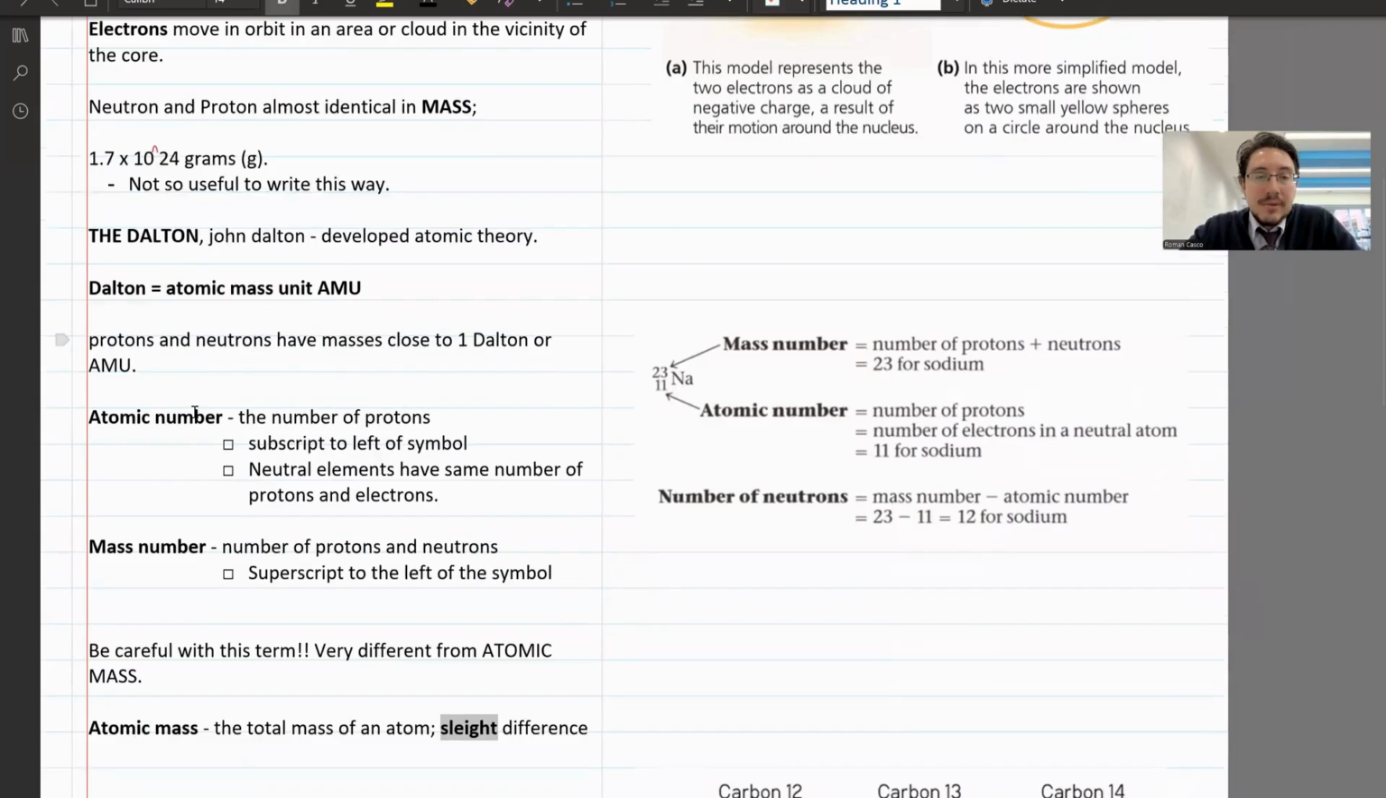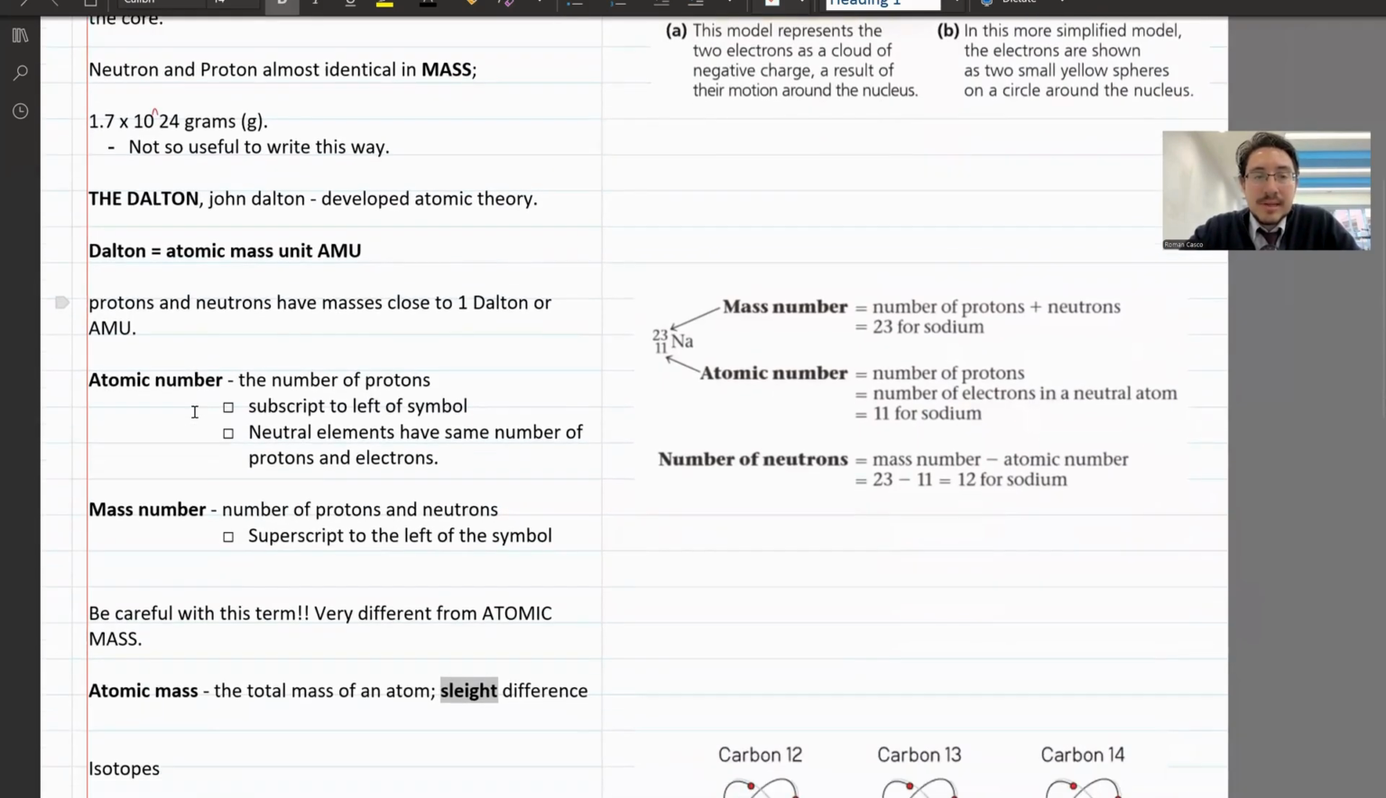And with this, we can establish several properties of the atom. One of them being the mass number. The mass number is basically the addition of protons and neutrons. In the case of sodium, and you see here in this little diagram, sodium has a mass number of 23.